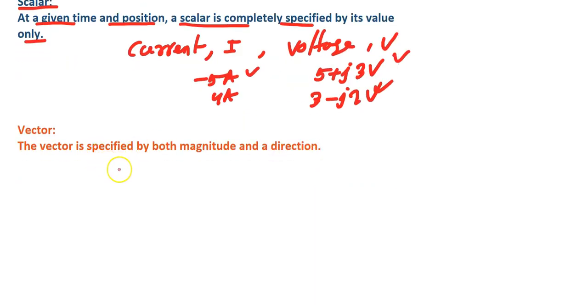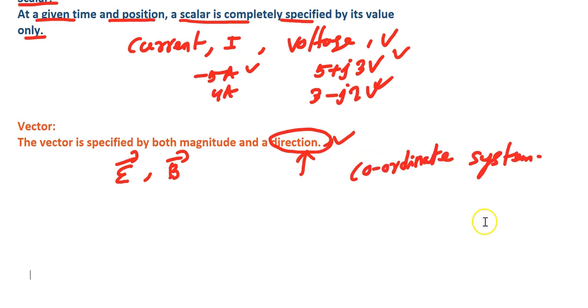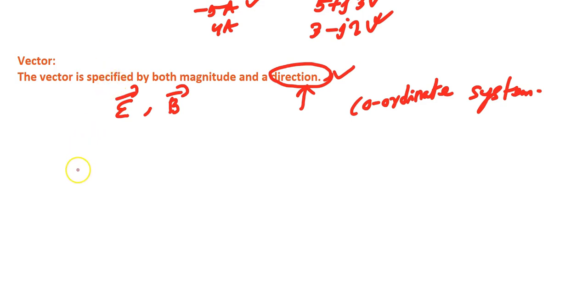Vector: a vector is specified by both its magnitude and direction. For example, electric field, magnetic field, you have values and the directions. Now the question is how we can define or represent the directions. That is taken care of by the coordinate system. Now we'll go to the vector.